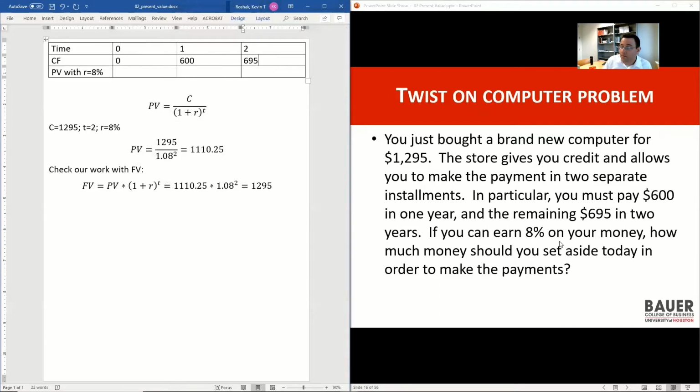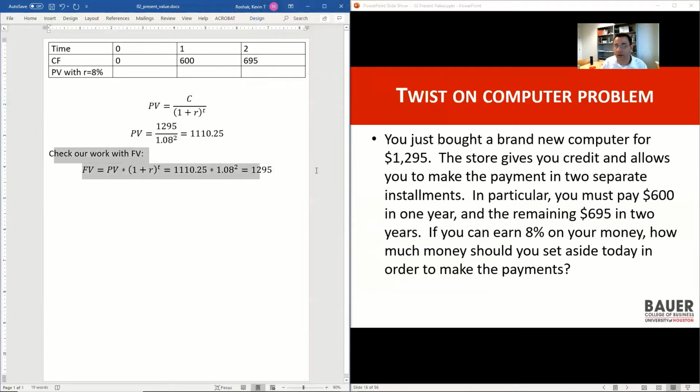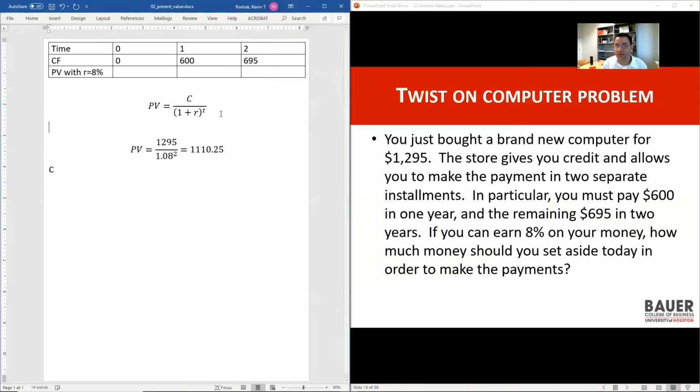The discount rate's still going to be 8%. The question is the same. How much money do I need to set aside today in order to make sure I can pay $600 at time 1 and $695 at time 2? Okay. So how are we going to solve this? Well, the setup's going to be similar to before. Let me clear some of this out. But instead of having just one cash flow at time 1, now we have 2 cash flows.